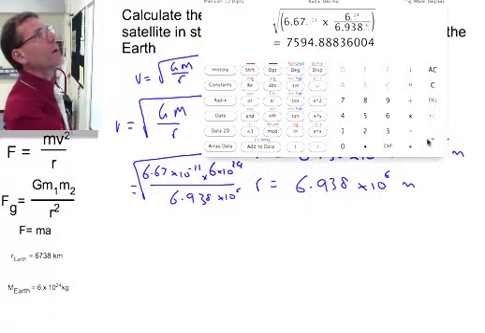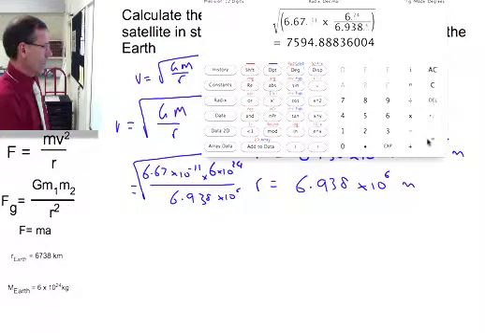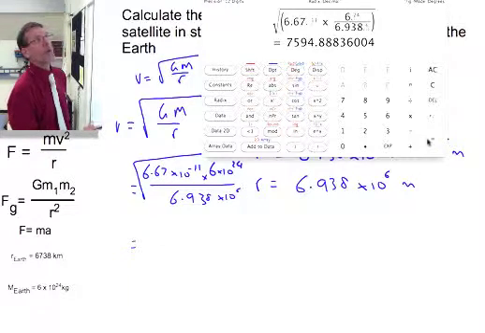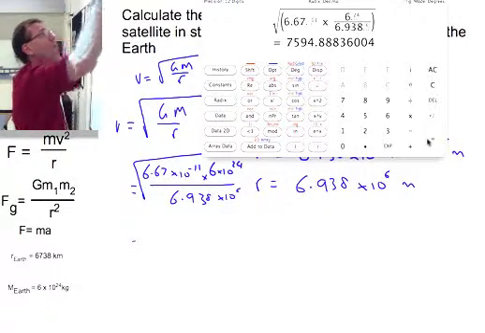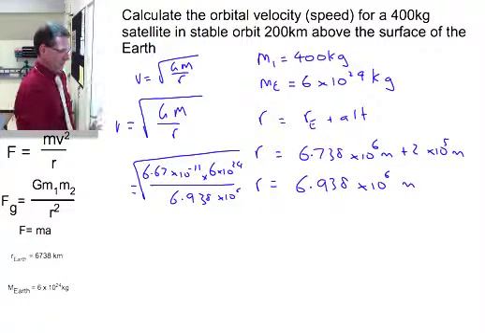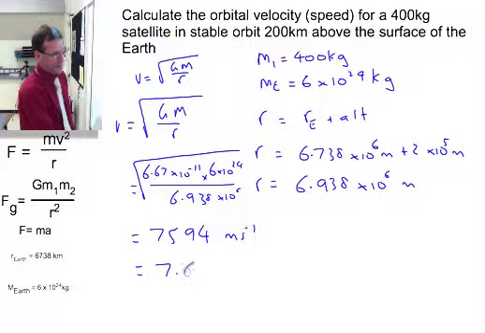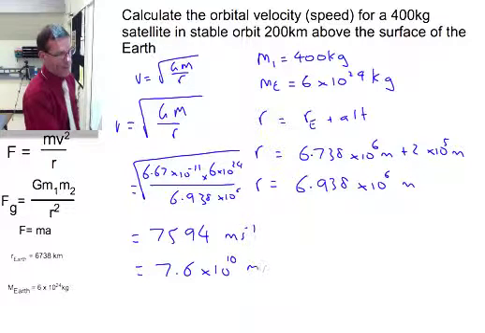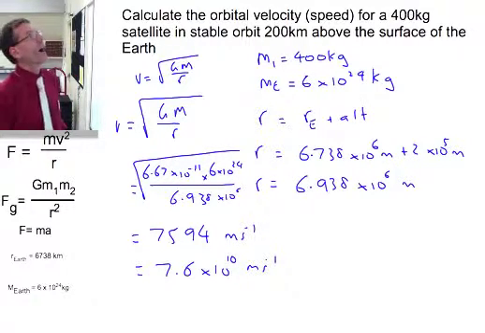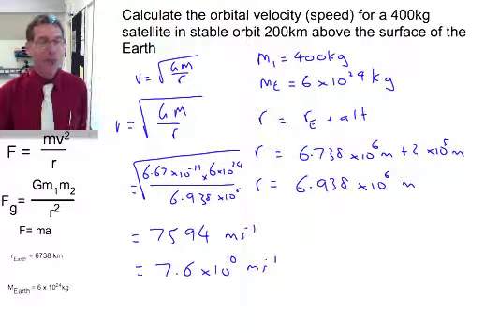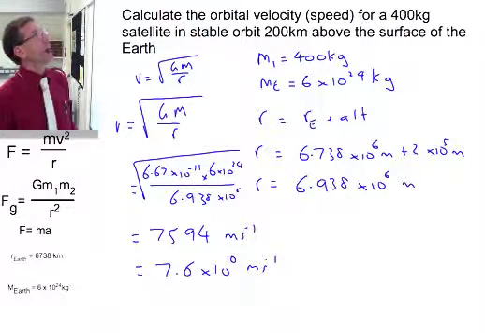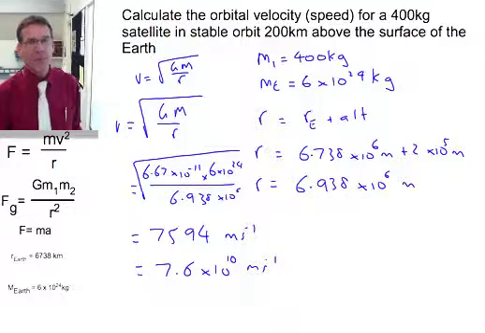Finish off my square root sign, and therefore my orbital velocity is 7594 metres per second. So it's around about 7.6 times 10 to the 3 metres per second. That's how fast I'd have to be for whatever mass of satellite, because the mass 1 cancelled, it didn't really matter. However fast the satellite is 200 kilometres above the surface of the Earth.